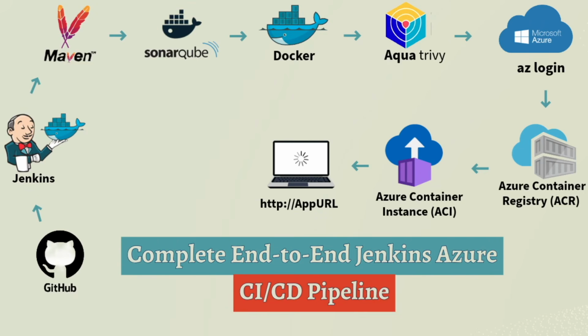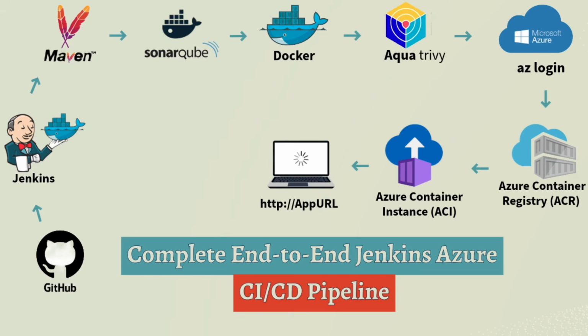Now in today's video, we are going to look at a complete end-to-end Jenkins Azure CI/CD pipeline. So in this project, we will have our code in a GitHub repository. Now this code is a Java Spring Boot app. Then we will use Jenkins to create a pipeline environment. We will use Maven as a build tool for our Java app.